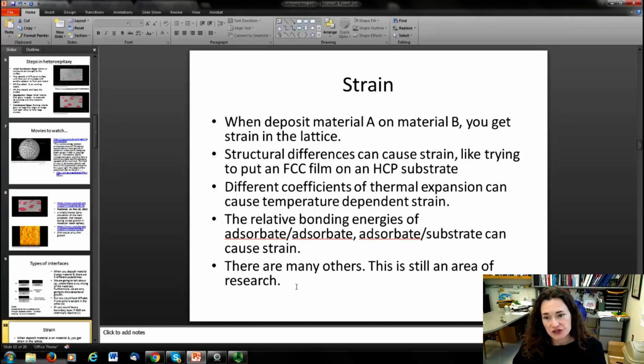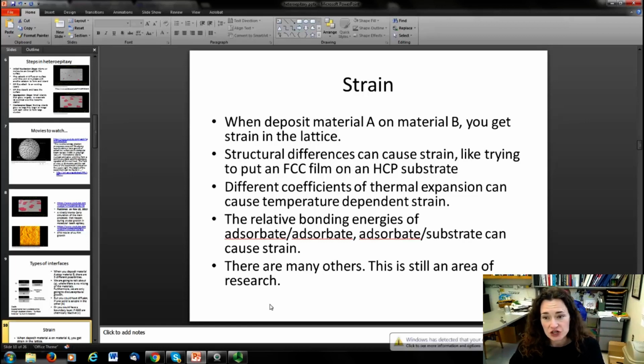Now, structural differences can cause strain, like if you try to put a face-centered cubic film on top of a hexagonal close-packed substrate. If the films themselves want to have a different crystalline structure, for example, if you have something like graphite and you're putting something like iron on top of it, I mean, that's crazy, but whatever, then that's going to cause strain because they don't want to pack the same way.